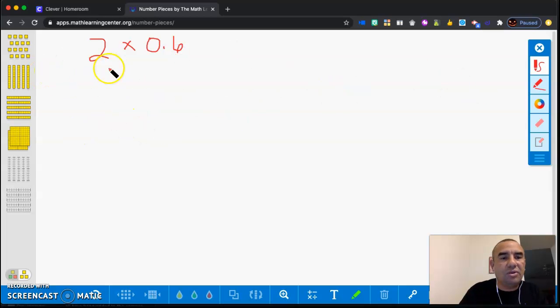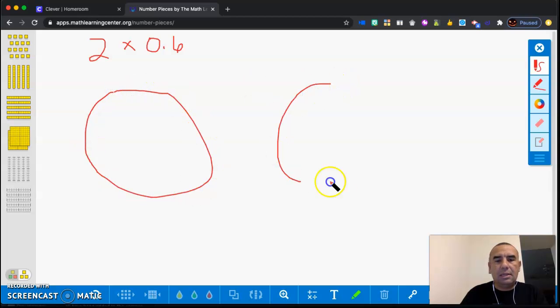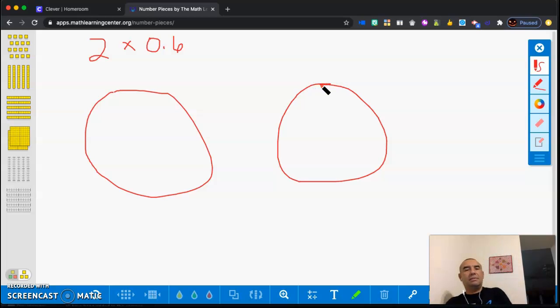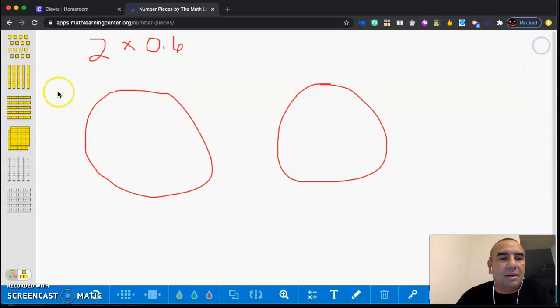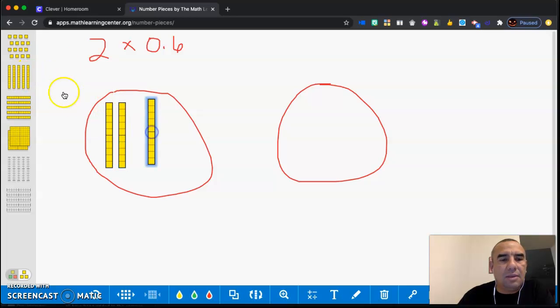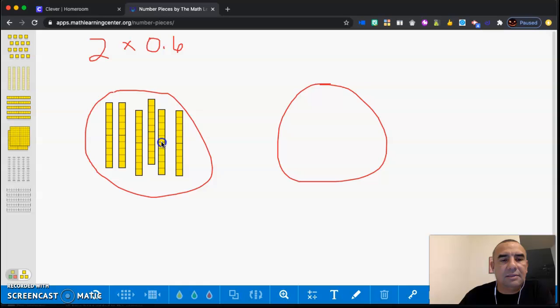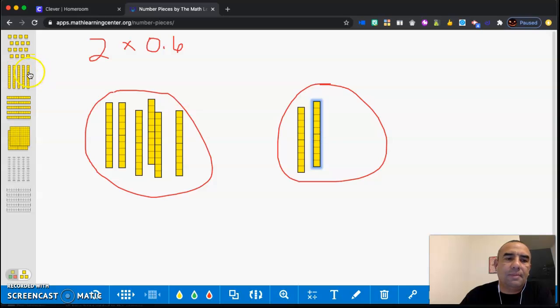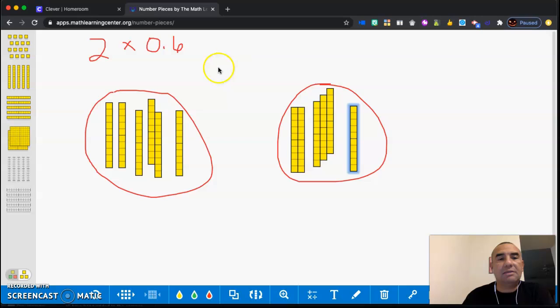So my first step is to draw the groups. How many groups do I have? Well, you have 2 groups, 1 and 2. And my second step is then how many do I have in each group? Well, in each group you have 6/10. So I'm going to grab 6/10. This is 1/10, 2, 3, 4, 5, 6 here. And then 1, 2, 3, 4, 5, and 6. And now let's figure out what the answer is.